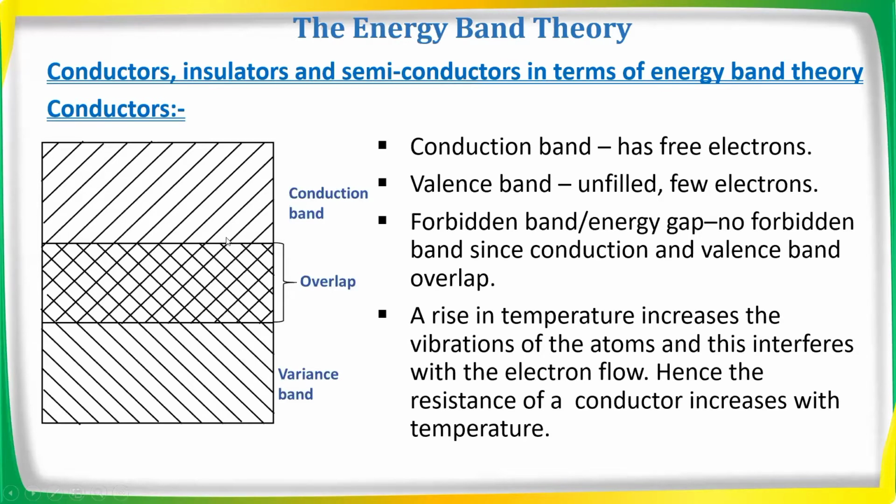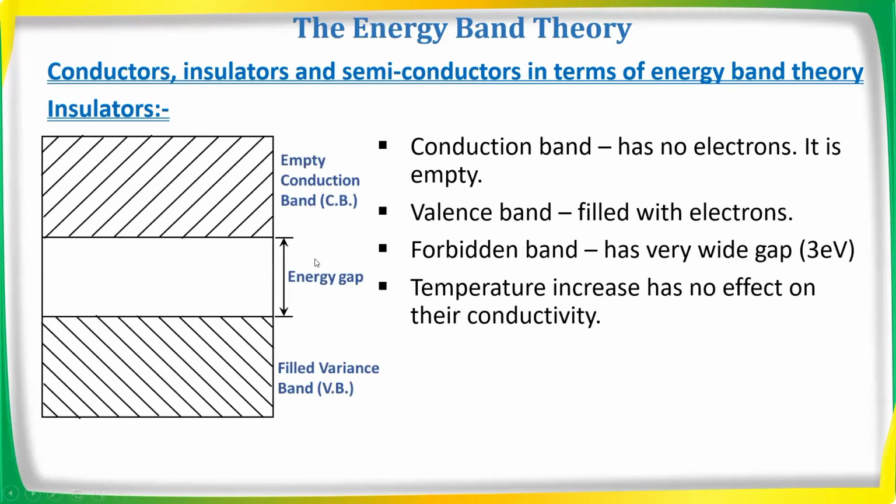When you increase the temperature of a conductor, we said in Form 3, the resistance increases. Now, why does the resistance increase? Because these atoms will now start vibrating at a higher level and they will interfere with the electron flow. And remember, the resistance is to the electron flow. So when you increase the temperature, you increase the vibration of the atoms, and therefore interfere with the electron flow, increasing the resistance. So an increase in temperature will cause an increase in the resistance of that conductor.